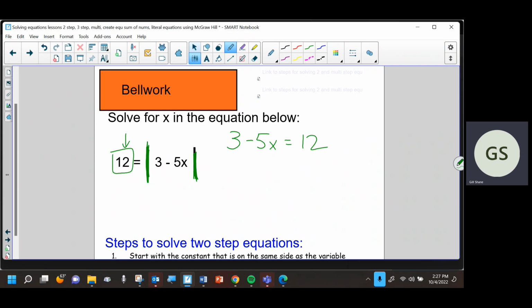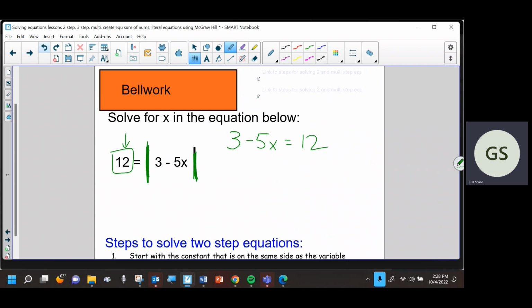We said we always want to get x alone, which means we need to get rid of those two things. Now that we know which two things to get rid of, we have to figure out which one we get rid of first. And we said we always start farther from the variable. Or we also said save the variable term for last.